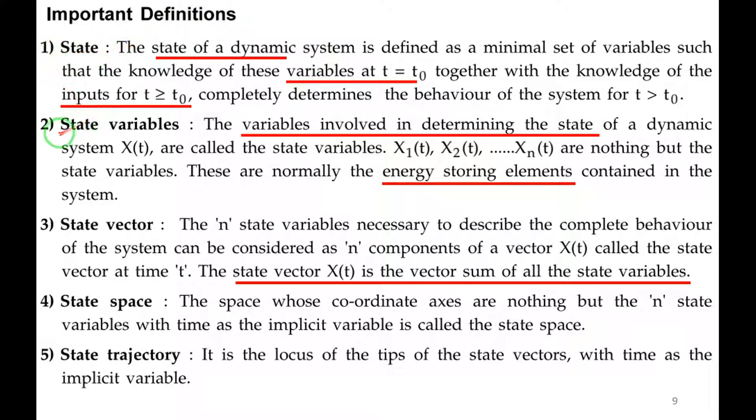What is state? What is state variable? What is state vector? What is state space, what is state trajectory? Already we have defined state, state variable, state vector. We will refine our statements here, right? You can see here how the state is defined. The state of a dynamic system. What is dynamic system? The system having memory.